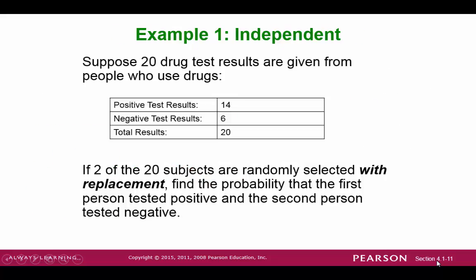Let's take a look at a couple of examples. Here we have 20 people and we'll randomly select 2. The key here is that we'll select the second person with replacement. That is, we select the first person, then put this person's name back, and therefore we won't change the sample space.